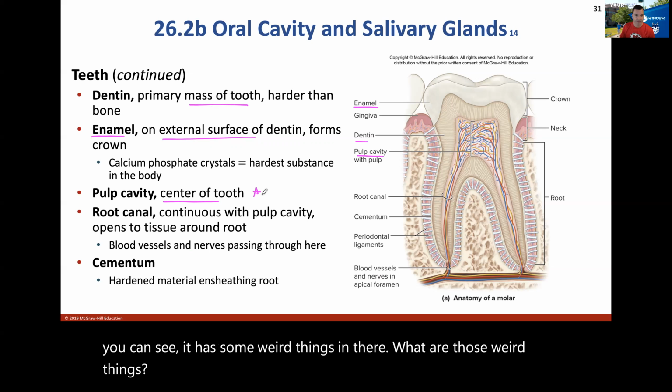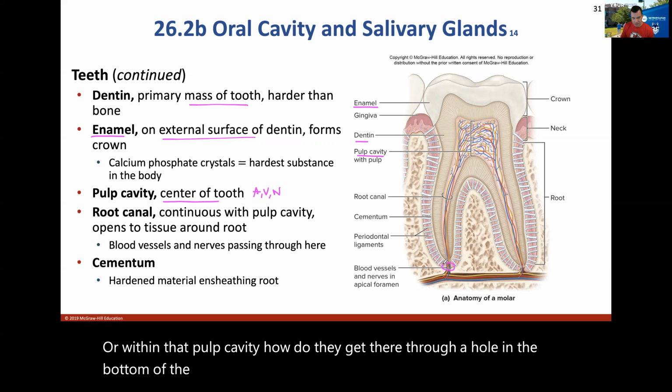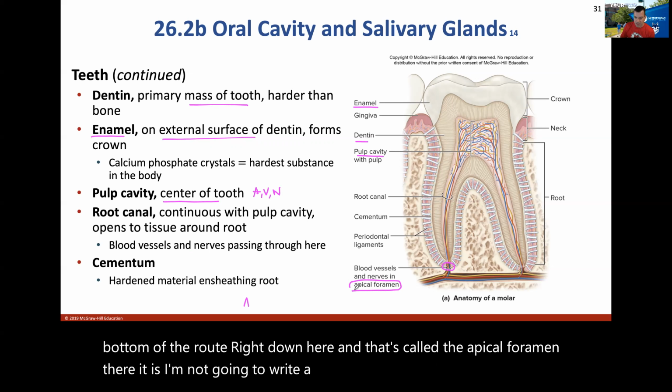Artery, vein, and nerve are within that pulp cavity. How do they get there? Through a hole in the bottom of the root, right down here, and that's called the apical foramen. There it is. I'm not going to write it. Apical foramen. That's how these nerves and blood vessels get up into the tooth.